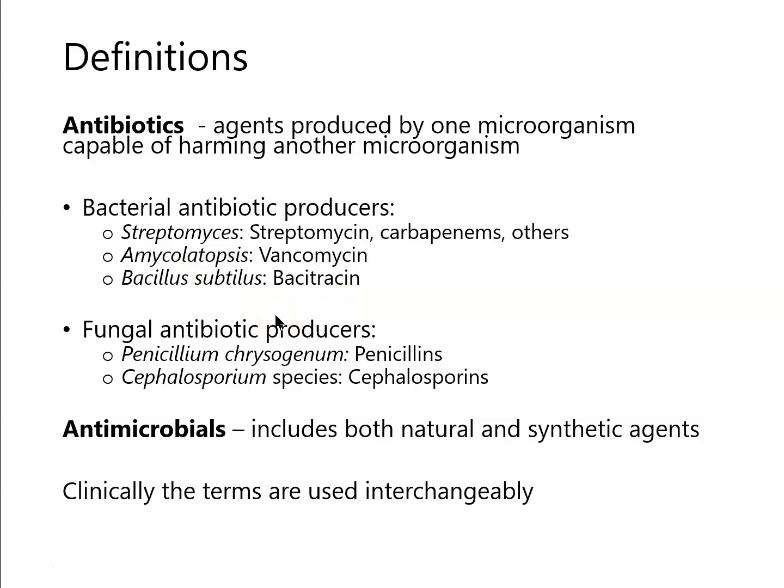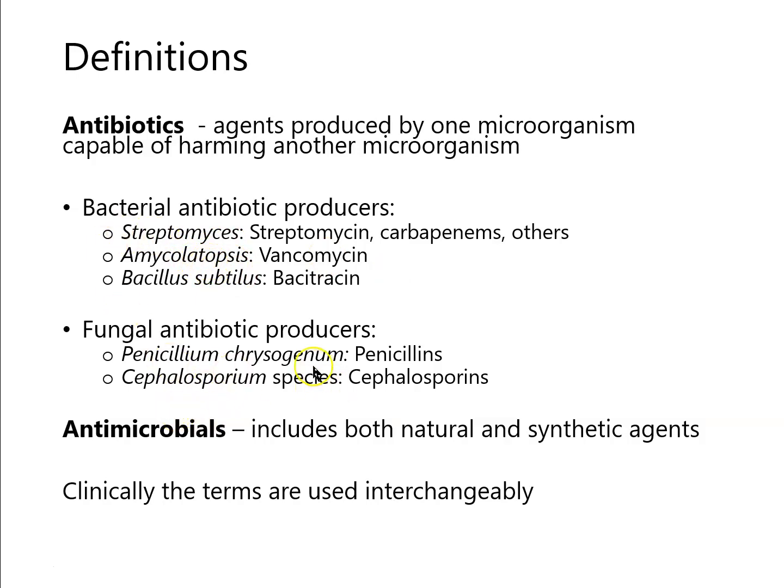So let's see, Streptomyces and Amycolatopsis. These are bacteria from the Actinomycetes phylum, and they have really amazing metabolism. They can build huge complex molecules like vancomycin. And so the only way we can get vancomycin is by convincing these bacteria to make it for us.